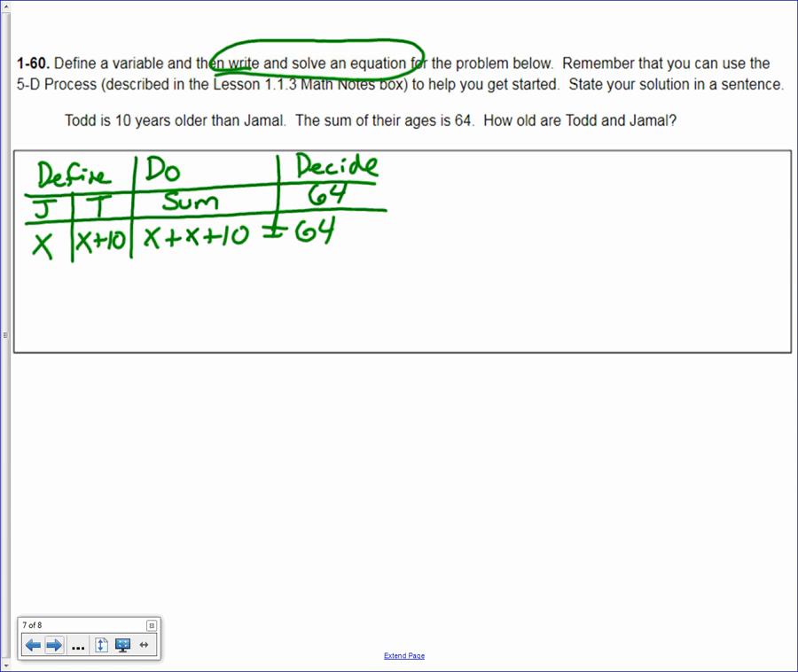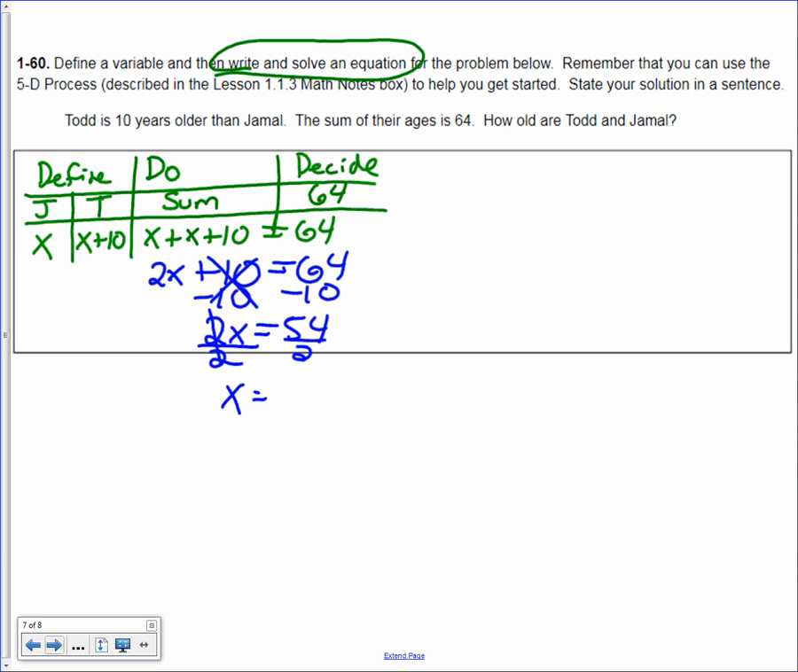So now I'm going to solve my equation. So I get 2x plus 10 equals 64. Subtract 10 from both sides. 2x equals 54. Divide by 2. So x equals 27. So that means Jamal is 27.